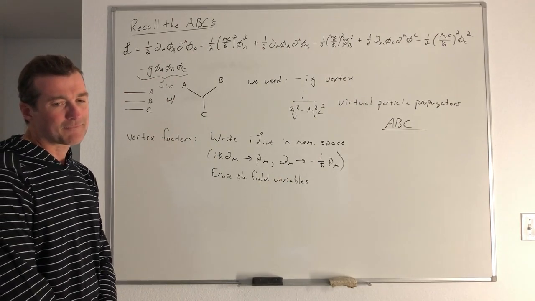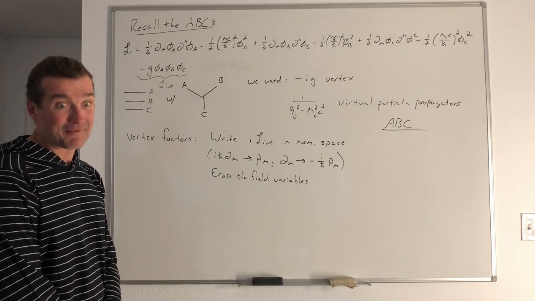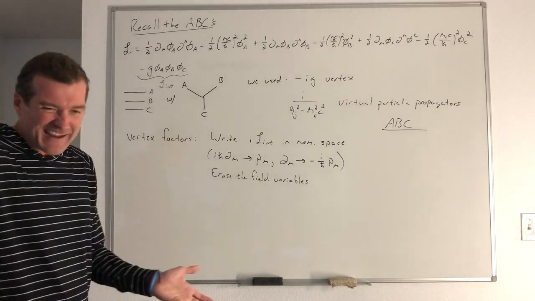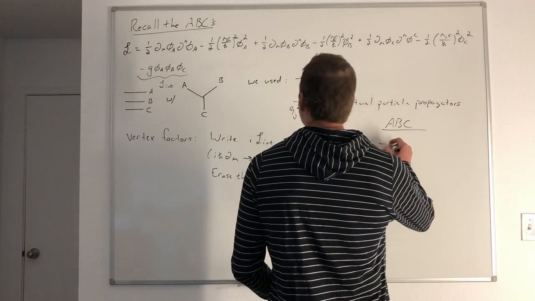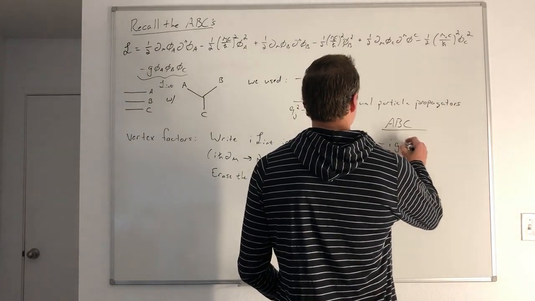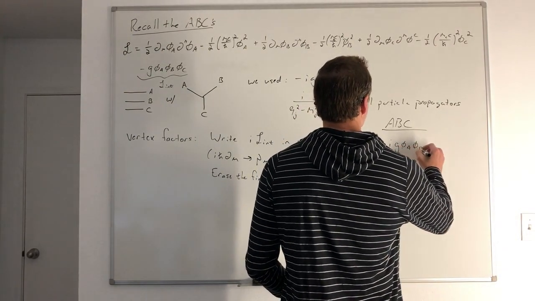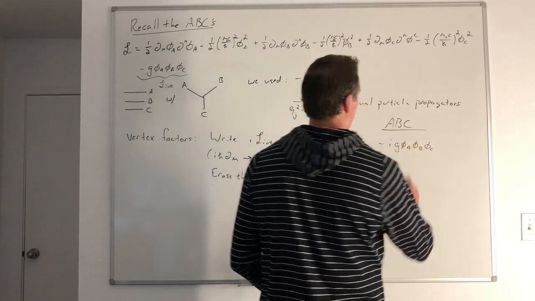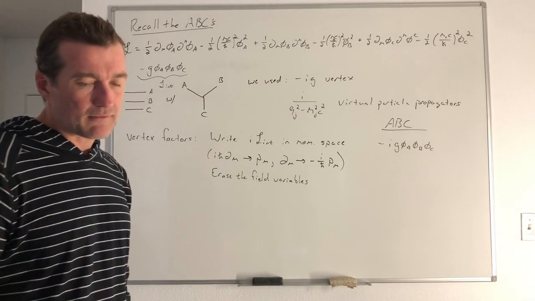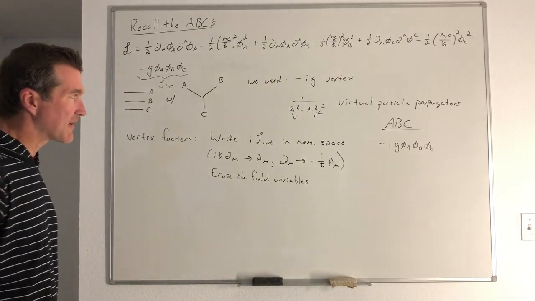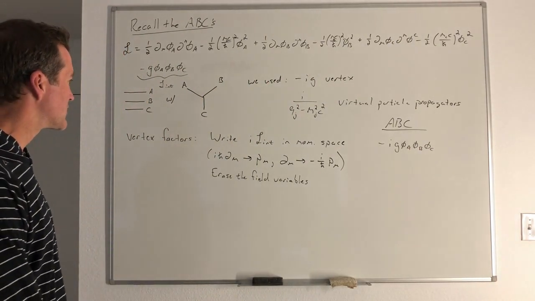Well, we don't have any derivatives in that term, so we just multiply it by I. Bam! See? It's not that hard, is it? It's pretty damn easy, okay? So we're going to have minus I times G phi A, phi B, phi C. This is clearly going to not be as trivial when we're doing quantum electrodynamics, but in this case it turns out to be pretty trivial.